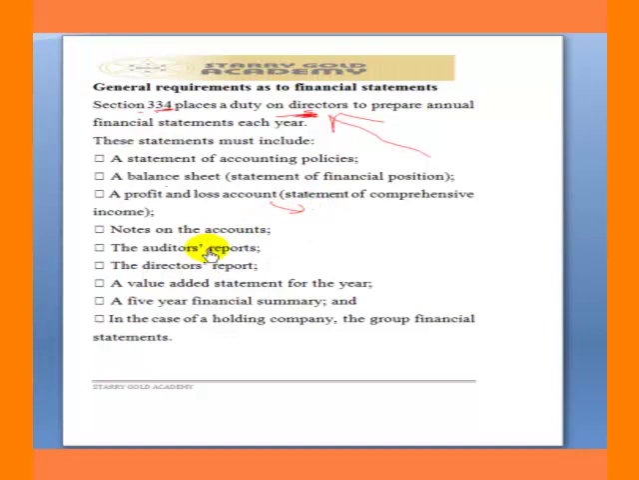In IFRS, the value-added statement is not really a component of the financial statement again, but it can come as additional information. A 5 years financial summary. So all these things are just additional information that comes at the end of the financial statement. These are the basic requirements of CAMA on directors in the preparation of financial statements.